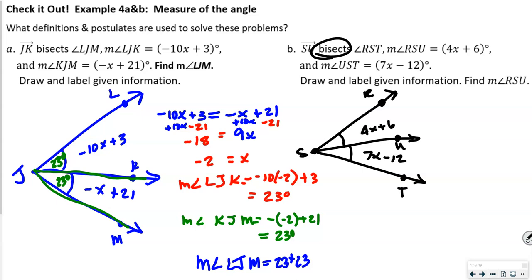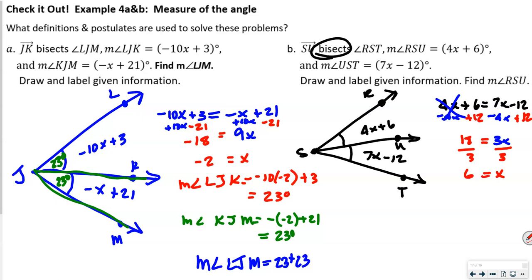So once again, what do you see? These two are equal to each other, right? So we're going to say 4x plus 6 is equal to 7x minus 12. I'm going to subtract 4x from both sides. So that's going to give me 3x over here because that's now gone. I'm going to add 12 to both sides. So that's going to give me 18. So we're going to divide both sides by 3 because it's the opposite of multiplication. So x is equal to 6.